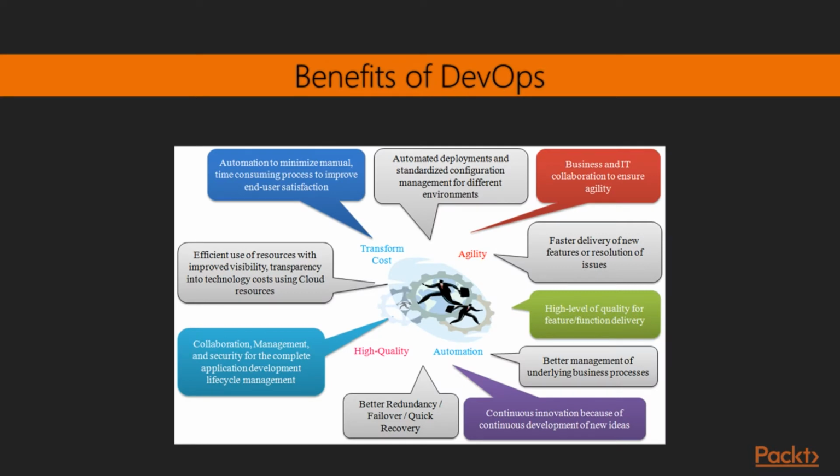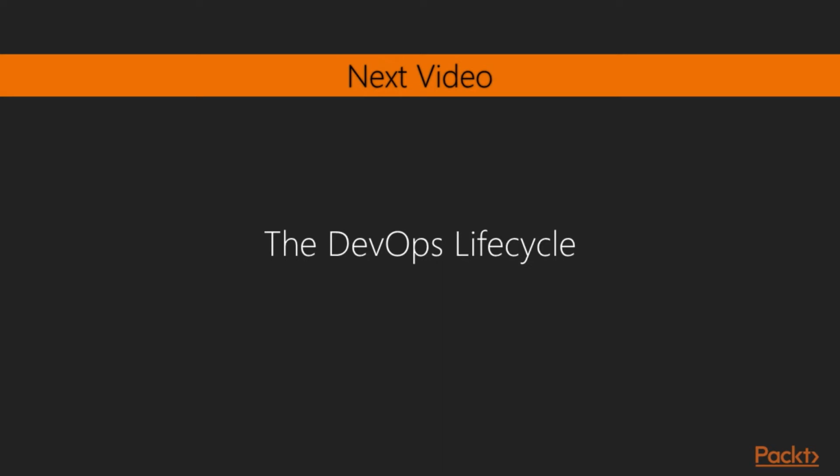This diagram covers all the benefits of DevOps. Collaboration among different stakeholders brings many business and technical benefits that help organizations achieve their business goals. In this video, we have learned the basics of DevOps concept, tools and technologies. In the next video, we will learn about DevOps lifecycle.